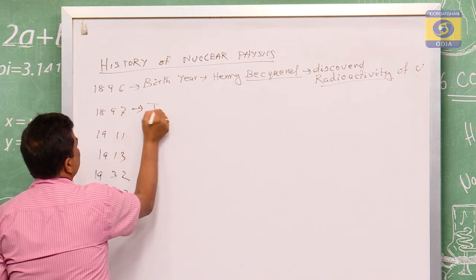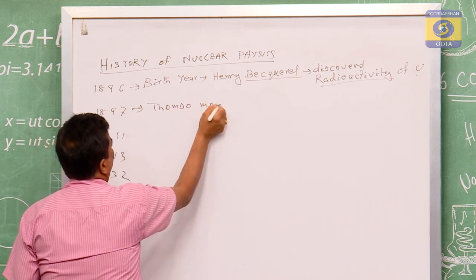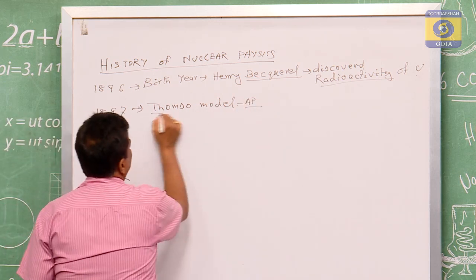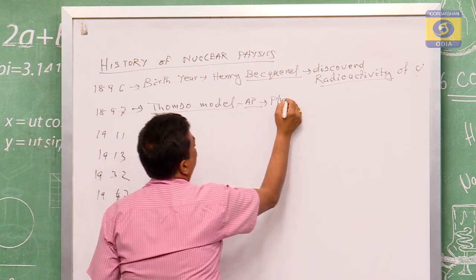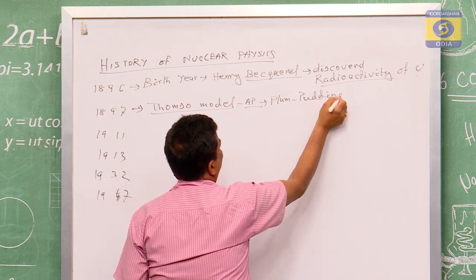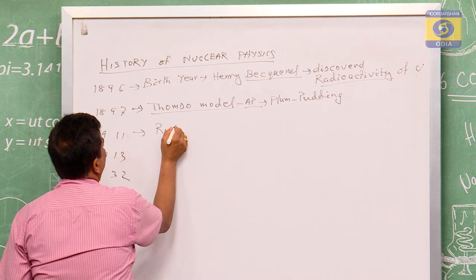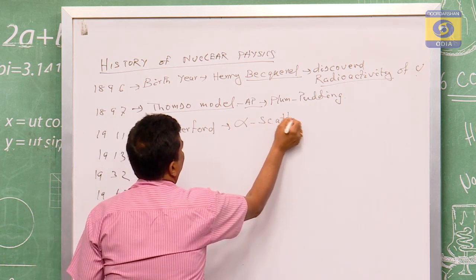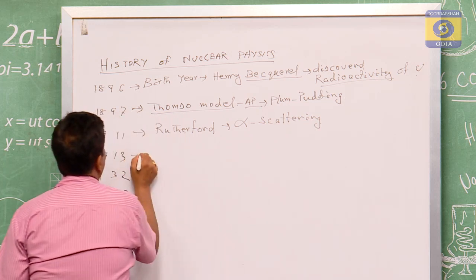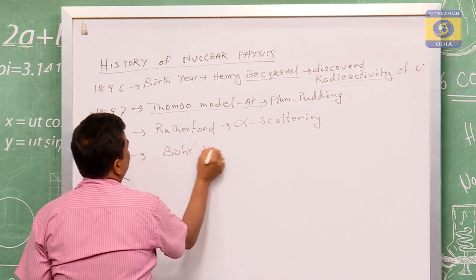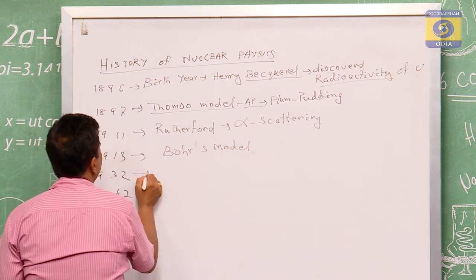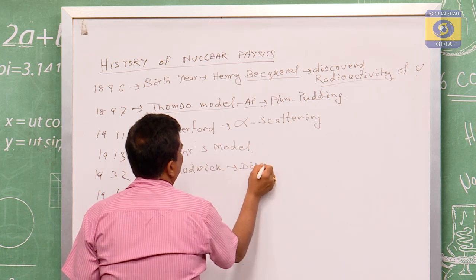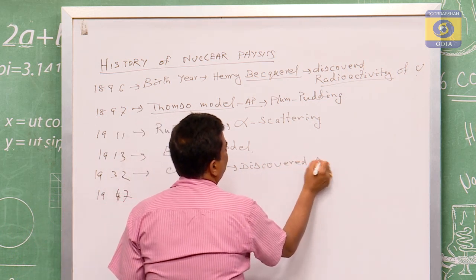In 1897, the Thomson's model, as developed in atomic physics, the plum pudding model. In 1911, Rutherford's alpha scattering. In 1913, Bohr's model. In 1932, Chadwick discovered the neutron.